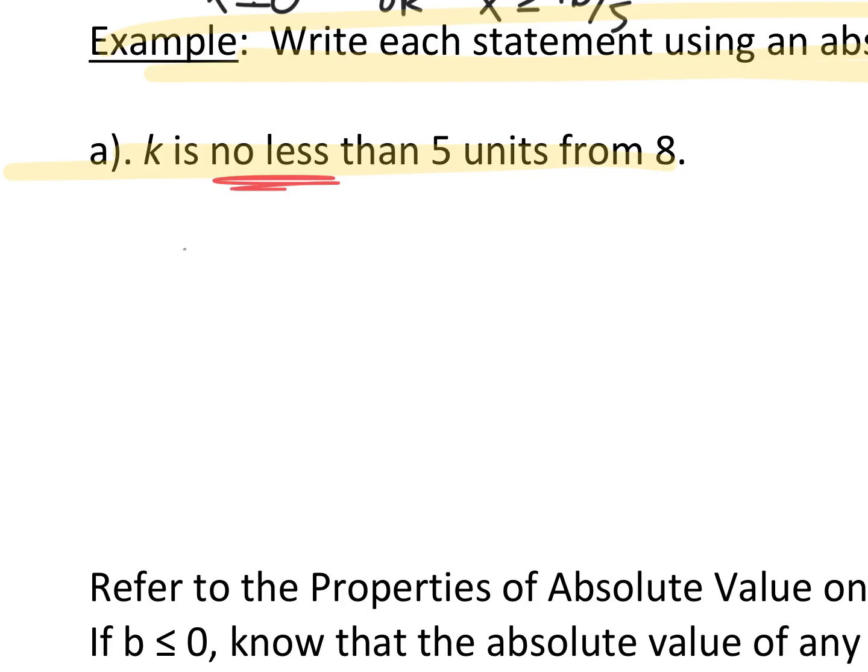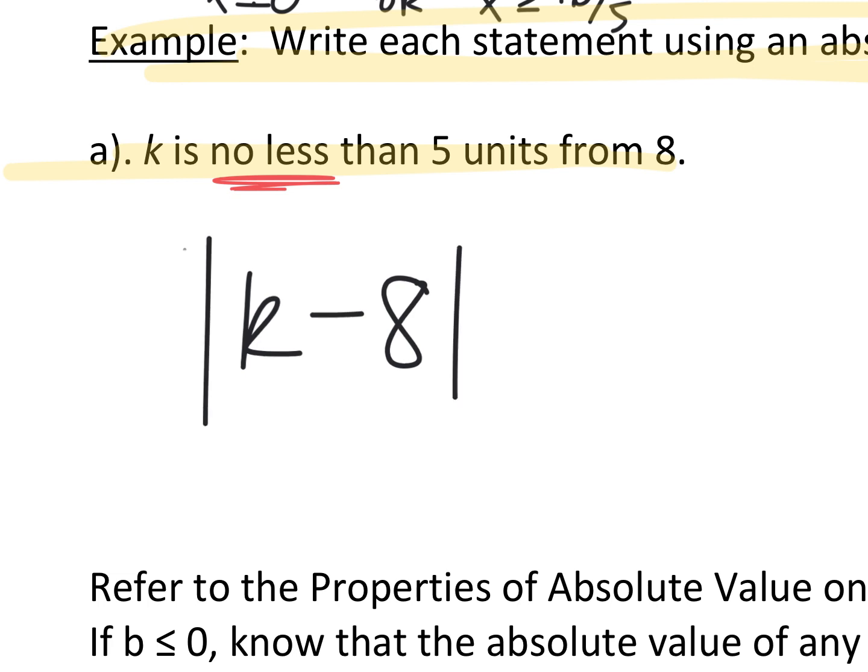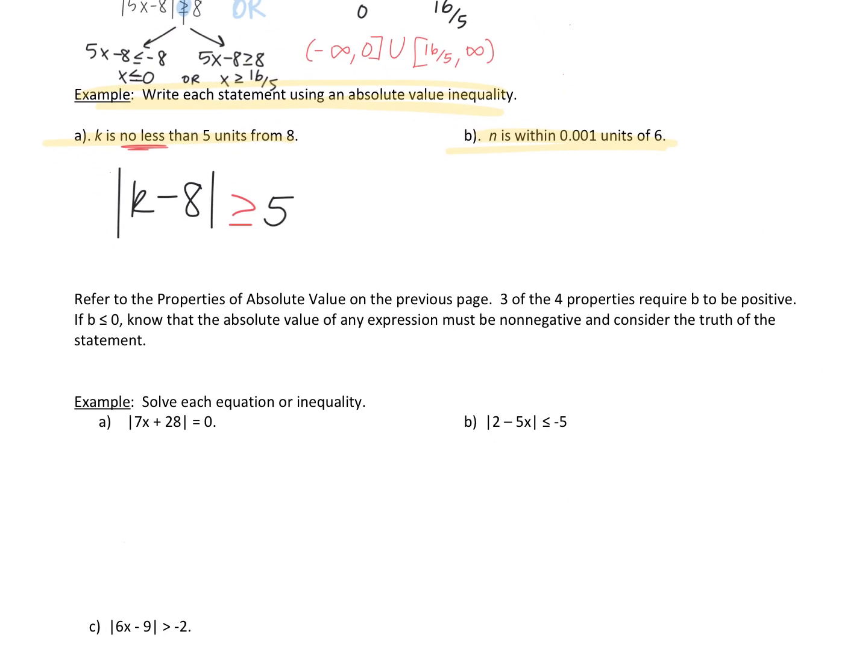If I want to know how far k is from 8, then I do k minus 8. And I'm taking the absolute value because we know that distance should be positive. And it should be no less than 5 units. So we want it to be 5 units or more, greater than or equal to 5. No less. It tells you right there. Okay, let's look at the next one.